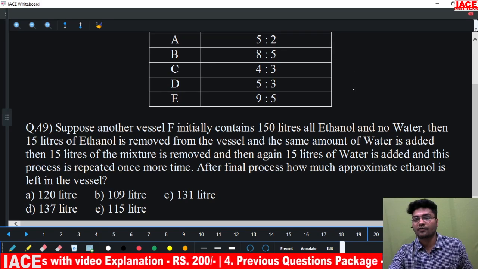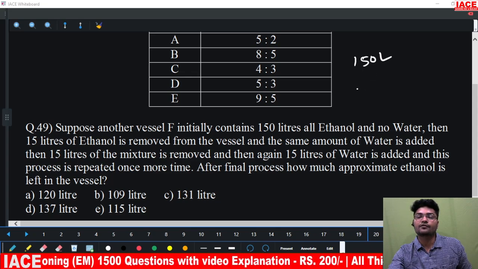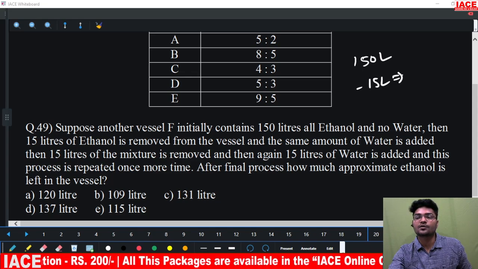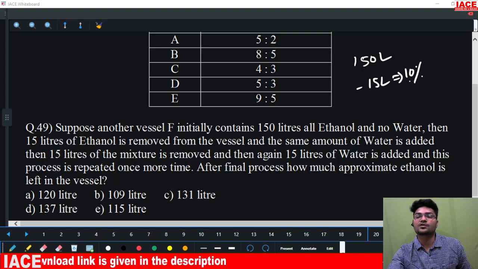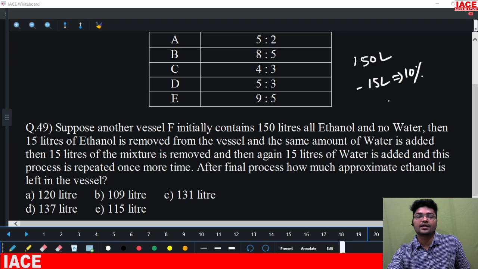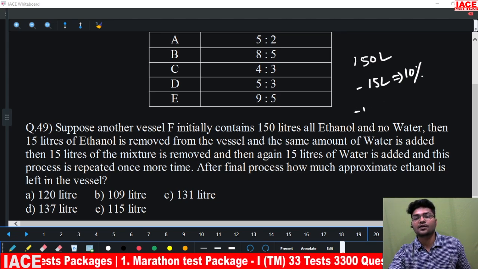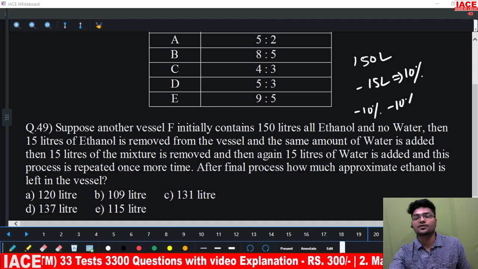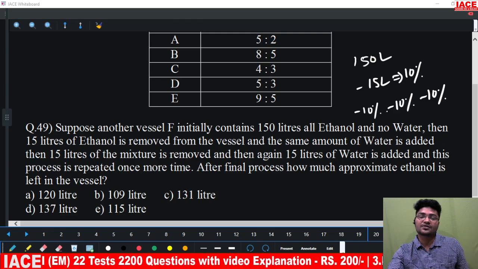So we have 150 liters of the solution. In that, 15 liters is removed. 15 liters means how much percentage? 10 percent. 10 percent is removed. This process is done how many times? 3 times. 3 times this process is done means minus 10 percent, minus 10 percent, minus 10 percent, removed successively.